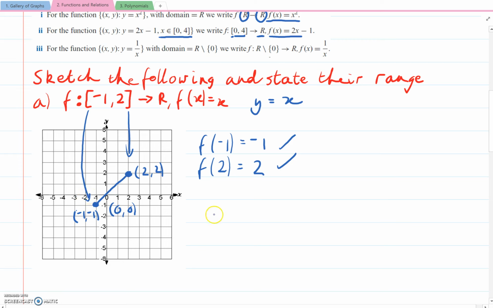And for the range, we can just say range equals -1 to 2. That's not too bad.